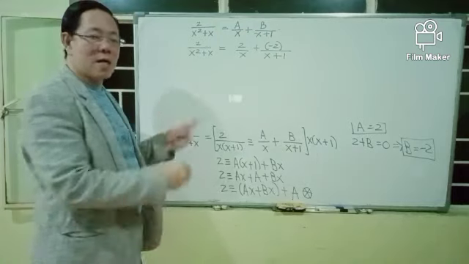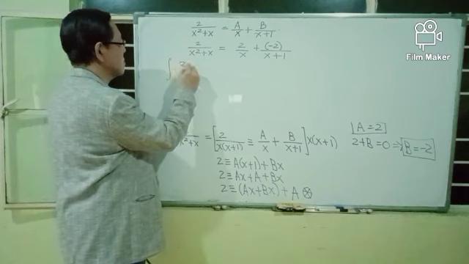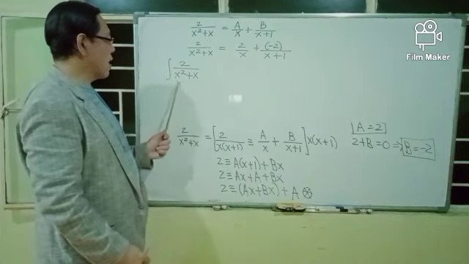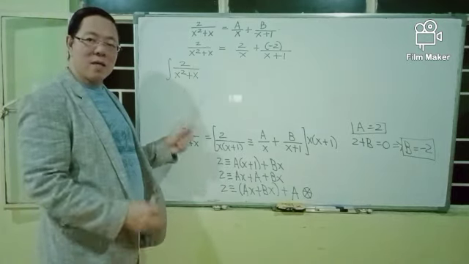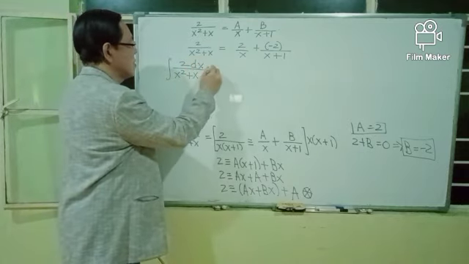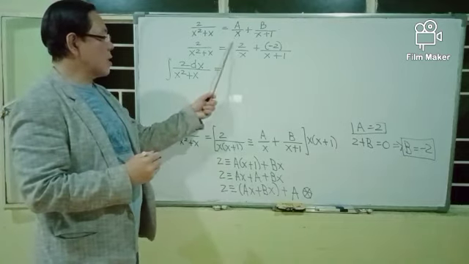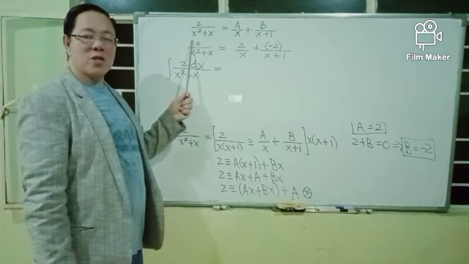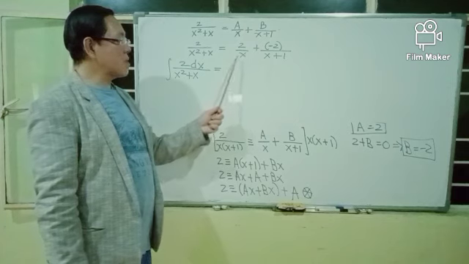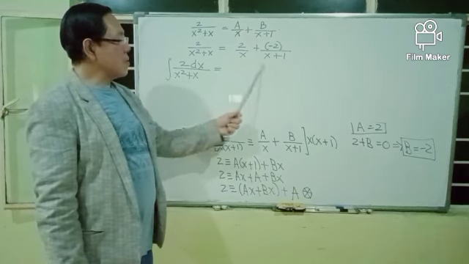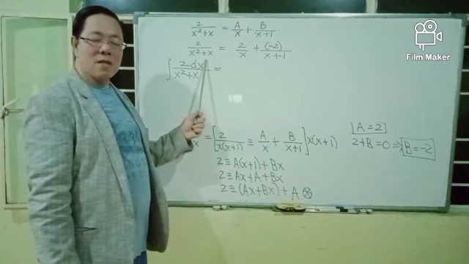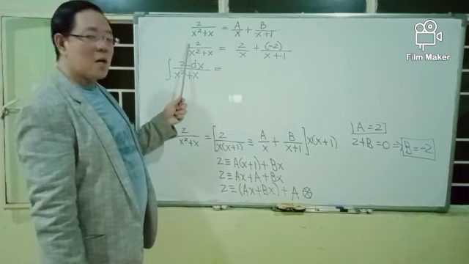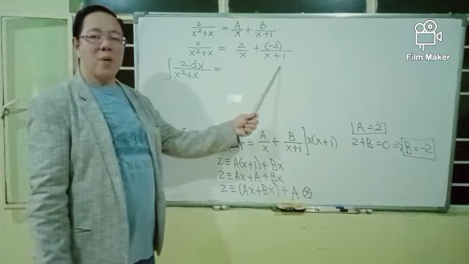We integrate the left-hand side, 2 over x squared plus x with respect to x. So we write dx. But before we do that, you can see that the rational expression 2 over x squared plus x is now equal to the sum of these partial fractions. If you simplify this, you should get the given rational expression. And the integral of the left-hand side is equal to the integral of the sum of partial fractions.